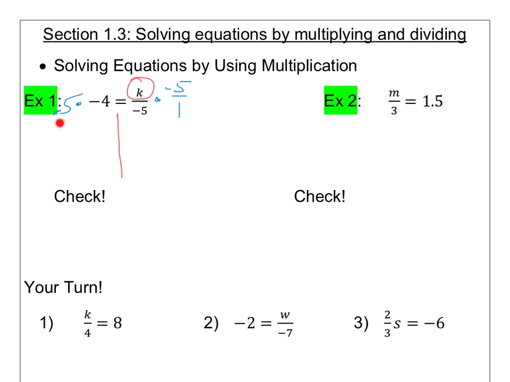And so on the left, a negative times a negative is a positive. 5 times 4 is 20 equals, and on the right, the -5's cancel and you're left with just a k. So k is equal to 20.